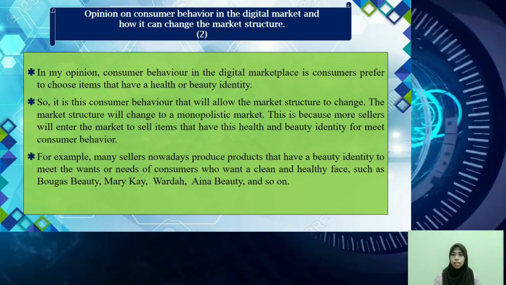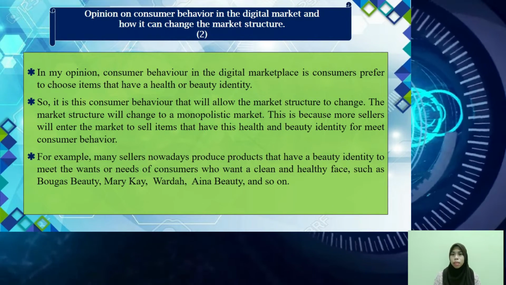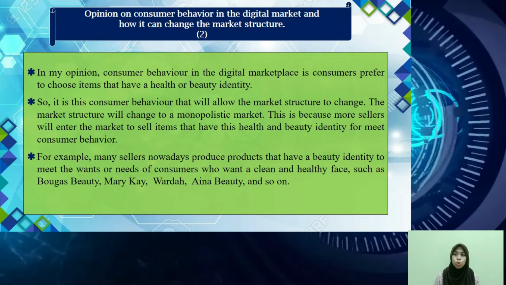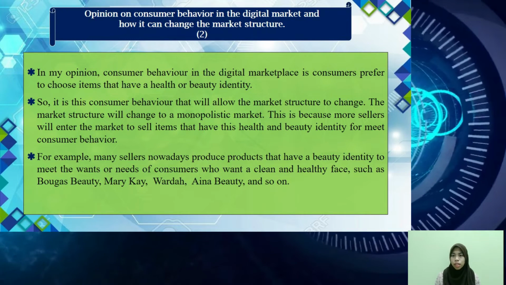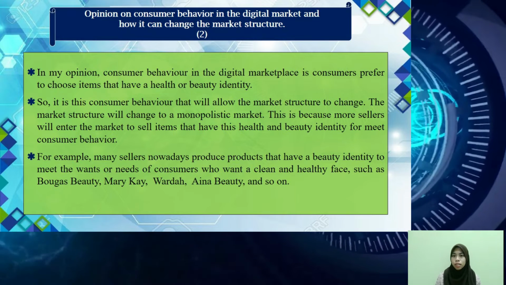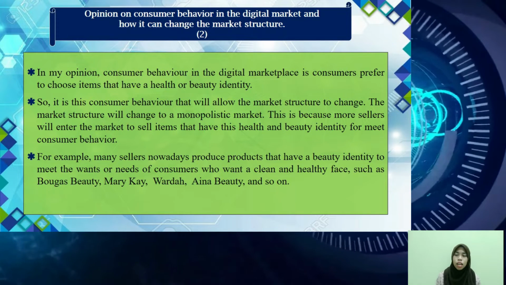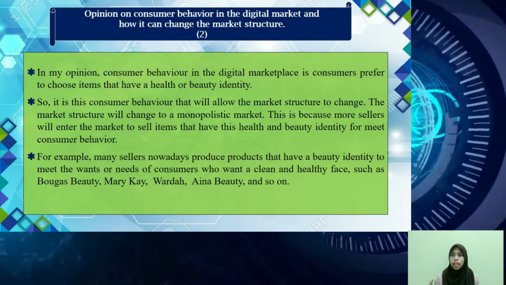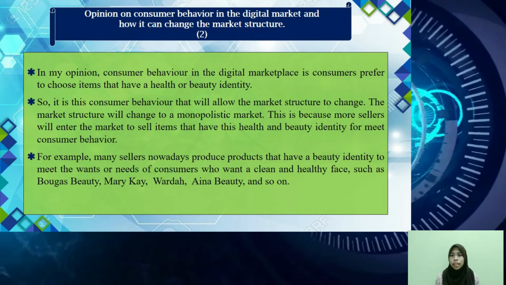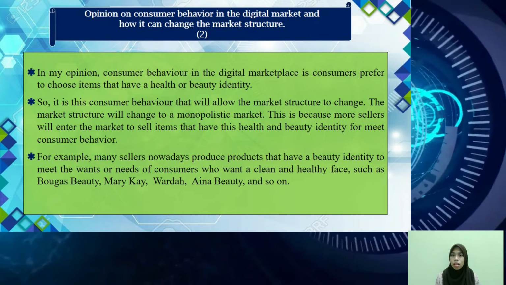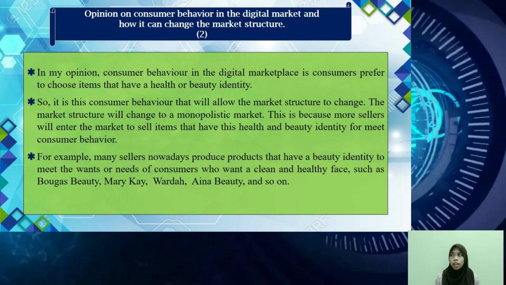Consumer behavior in the digital market. In the digital marketplace, consumers prefer to choose items that have a health or beauty identity. The market structure will change to a monopolistic market. This is because more sellers will enter the market to sell items that have this health and beauty identity to meet consumer behavior.